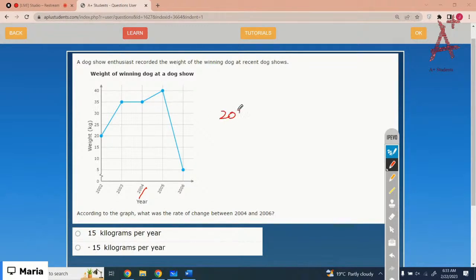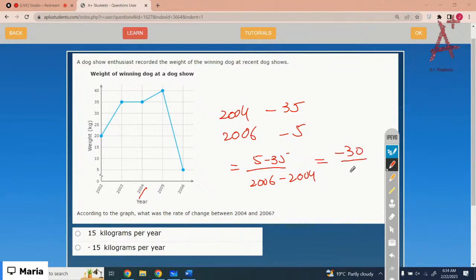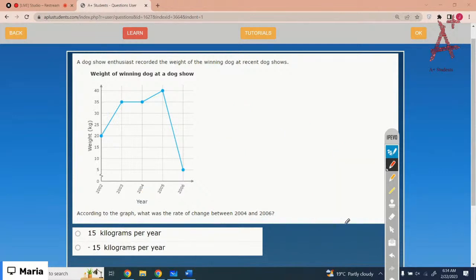In 2004, the value is 35. Got it? And in 2006, it is just 5. So you have to calculate the rate of change, which is change in y, 5 minus 35, over 2006 minus 2004. So 5 minus 35 is minus 30 and 6 minus 4 is 2. So negative 30 over 2 is negative 15. That means it is negative 15 kilograms per year. Got it? So the correct option is negative 15.